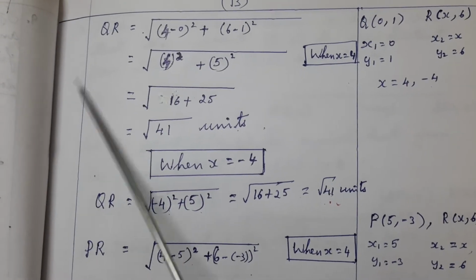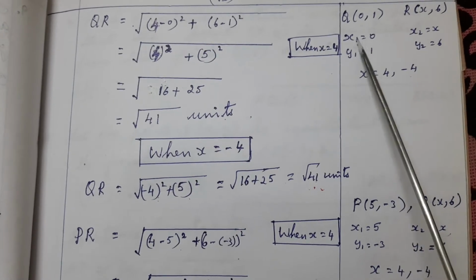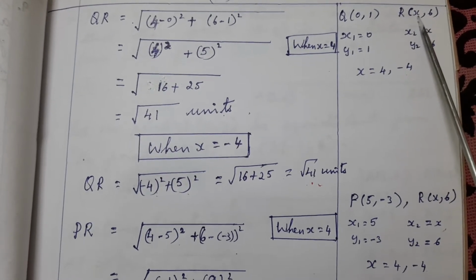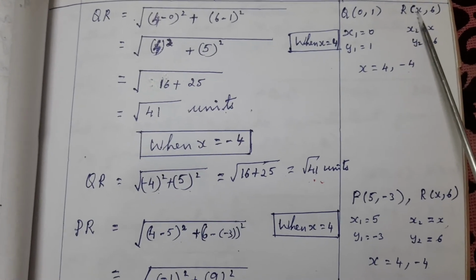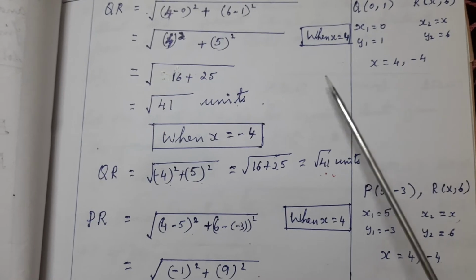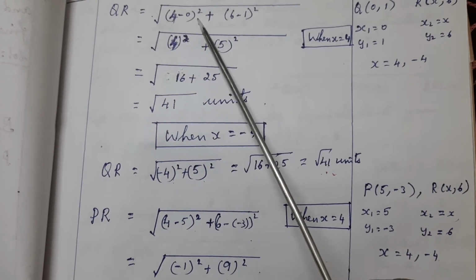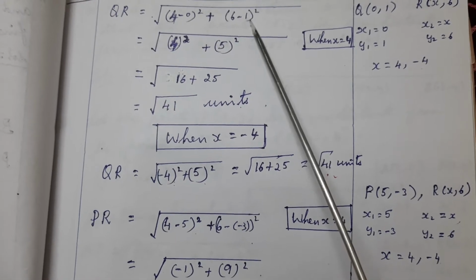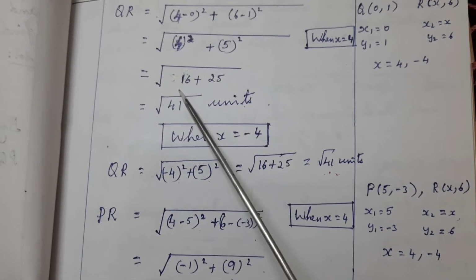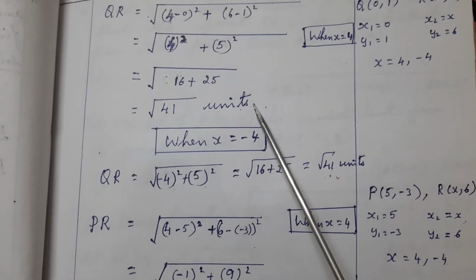Now we are asked to find the values of QR and PR. QR: Q is (x1, y1), R is (x2, y2). The R value we have here is (x, 6). So instead of x, we have to substitute the values of x, that is 4 and minus 4. First I am taking x is equal to 4. So I write root of (4 minus 0) the whole square plus (6 minus 1) the whole square. So root of 4 square plus 5 square, that is root of 16 plus 25, root 41 units.